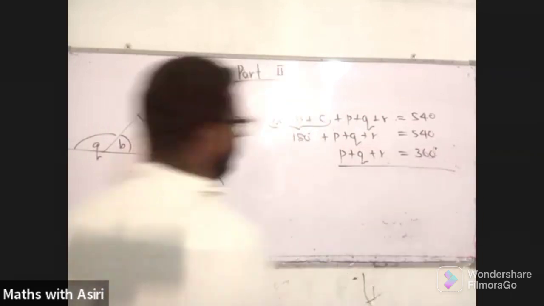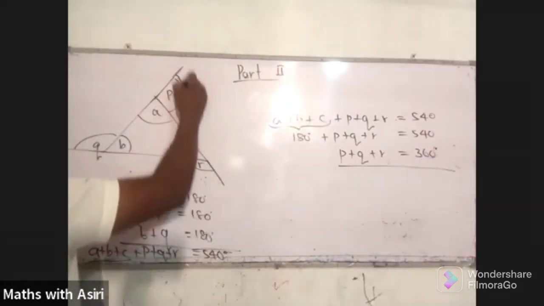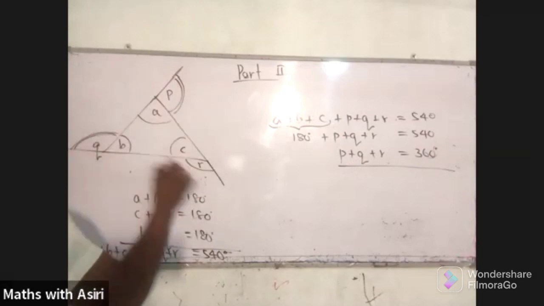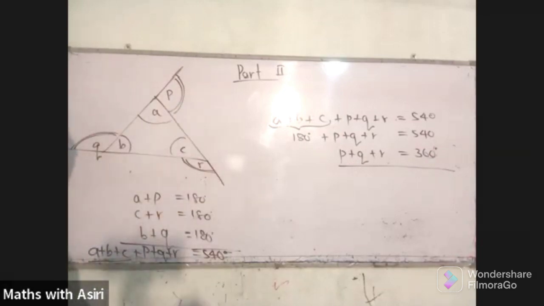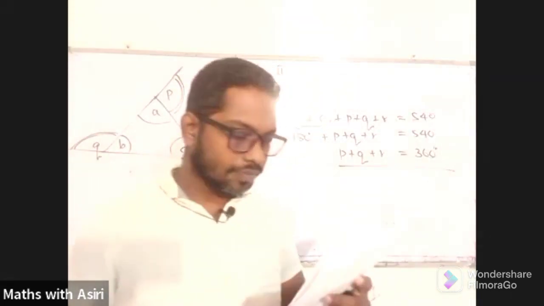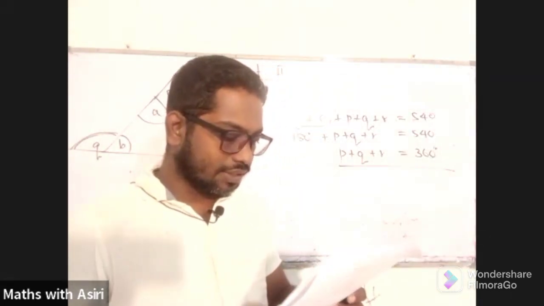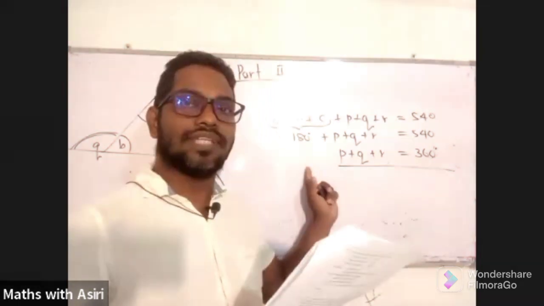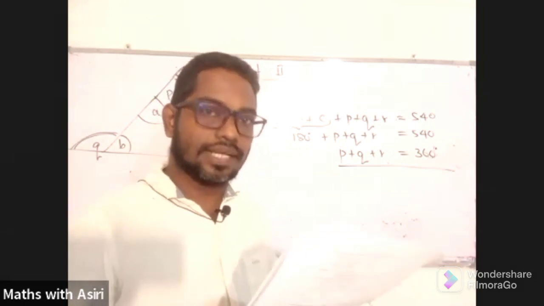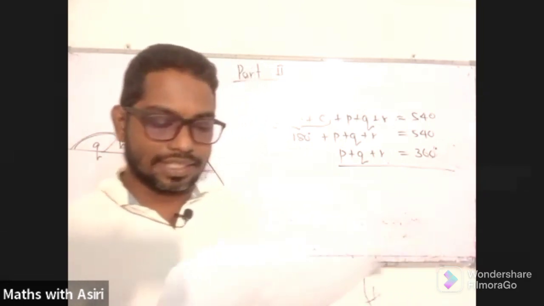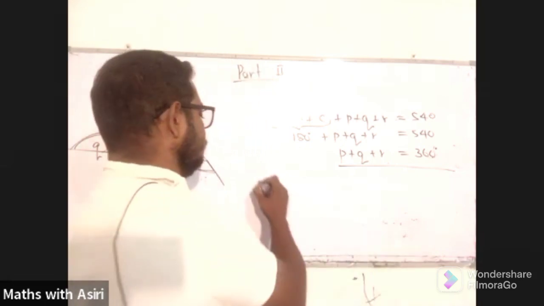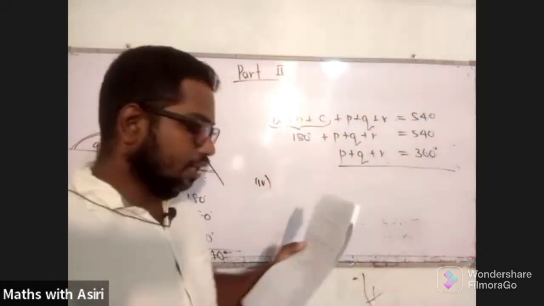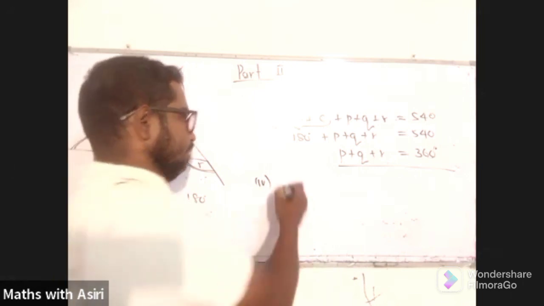Let's see now what P, Q, and R are. P, Q, and R are the exterior angles of this triangle. Let's see the question. According to that, what is the sum of the exterior angles of a triangle? The sum of the exterior angles of a triangle is 360 degrees. For the fourth question, you have to write 360 degrees.